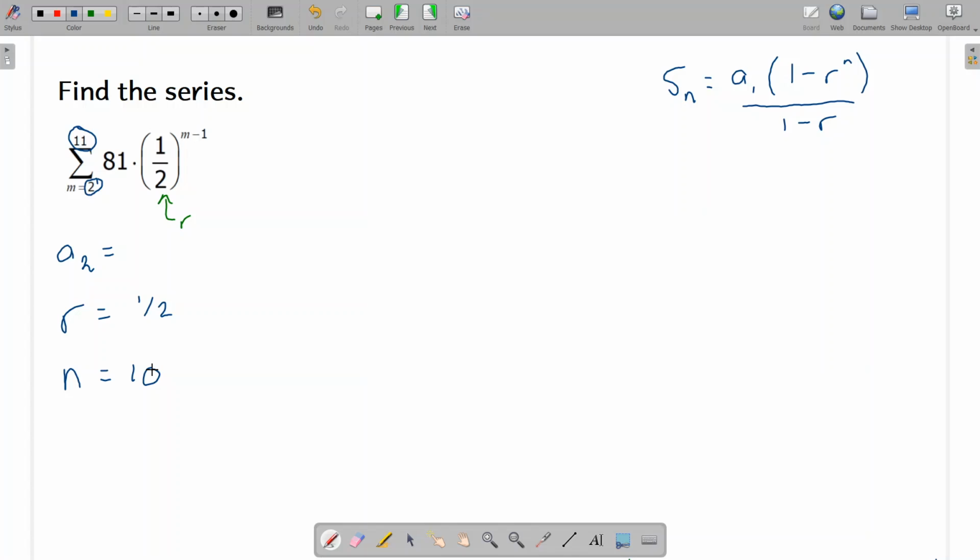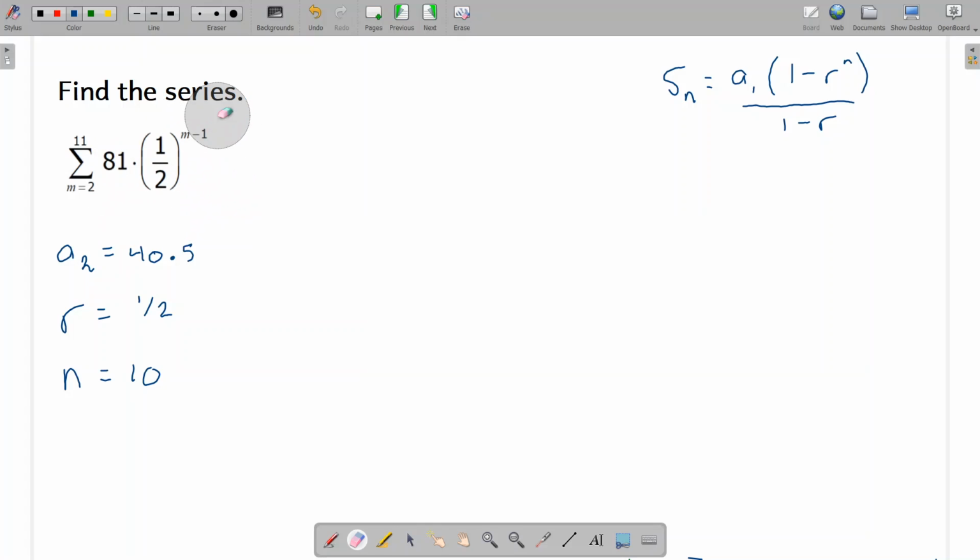And then the last thing we need to do is find the second term, which is pretty easy because all we need to do is plug in 2 to our formula right here and make a calculation. So if we do that, we're going to find our second term is 40.5. So at this point, I have all of the information that I need, and I'm ready to calculate this series.